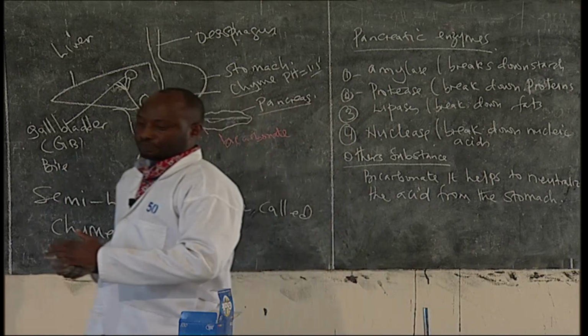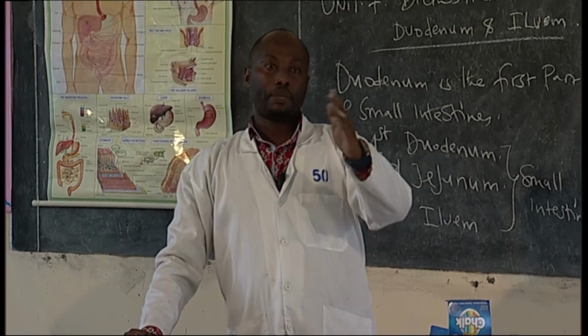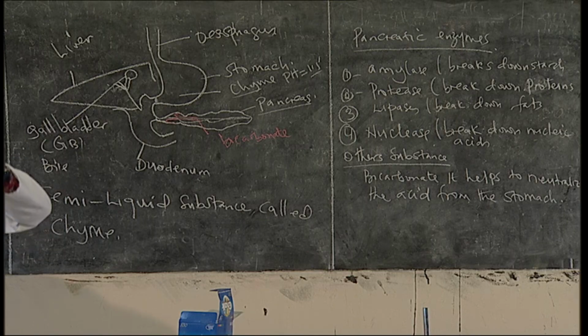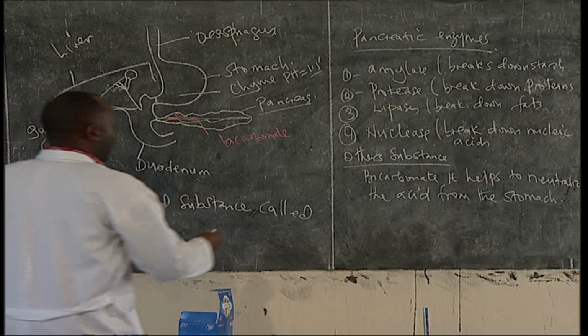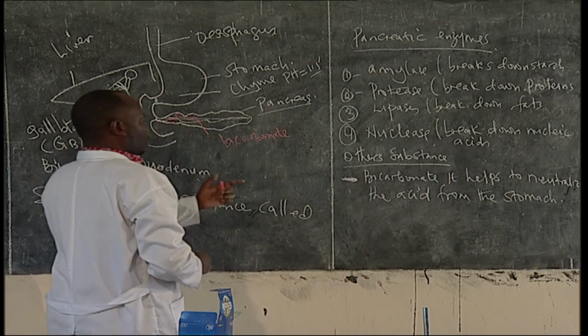The chyme is going to enter the duodenum with a pH of 1.5, which needs to be neutralized because the environment in the duodenum is alkaline. So it has to be neutralized by the bicarbonate released by the pancreas. I mentioned a number of enzymes, and this bicarbonate is very important in neutralizing the acid from the stomach.